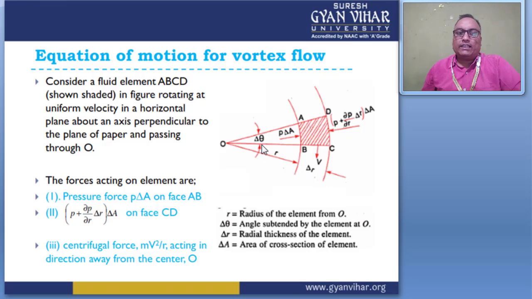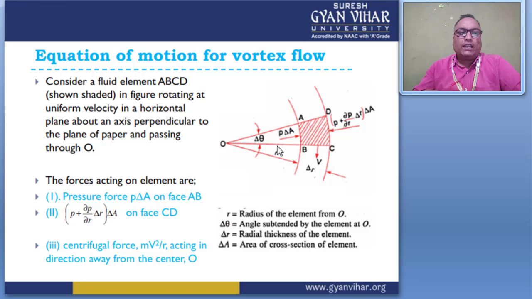Delta theta gives the difference between two radial distances, the two strips' radial distance, and this is created by delta theta. So what are the notations used here? First, r is the radius of the element from O, delta theta is the angle subtended by the element at O, delta r is the radial thickness of the element, and delta A is the area of cross section of the element.